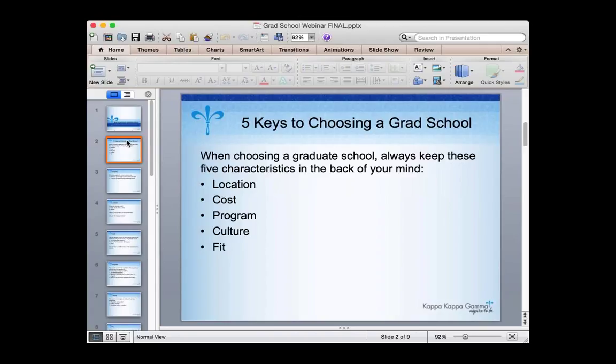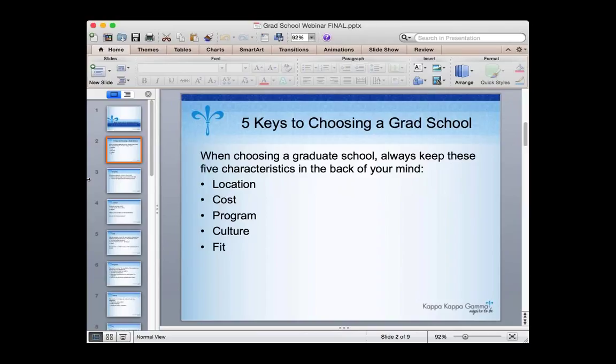So now you should see the 5 keys to choosing graduate school. If you don't, please type in the questions or the chat box so that we know. But the 5 keys to choosing graduate school are going to be really important when we're going through this webinar, and they're always going to be the 5 characteristics that we're going to have you keep in mind when you're choosing the graduate school. So location, cost, program, culture, and fit.